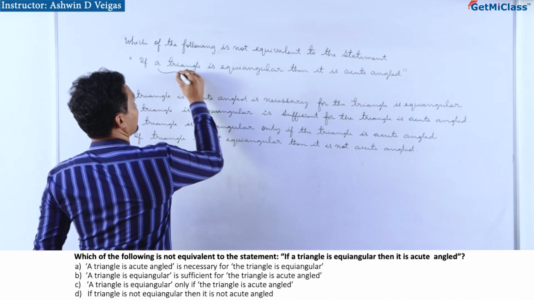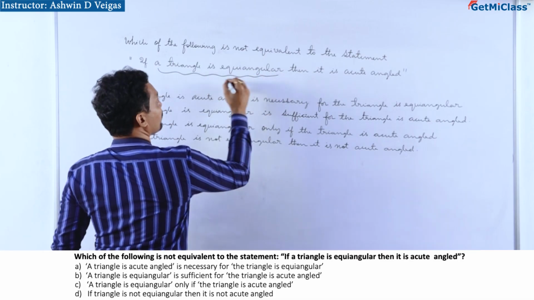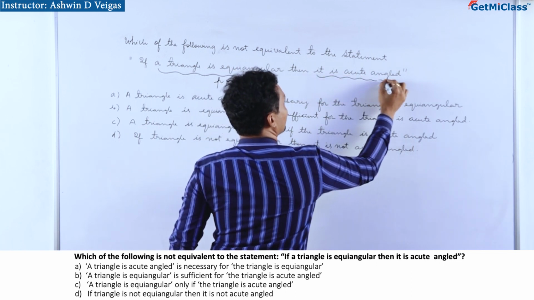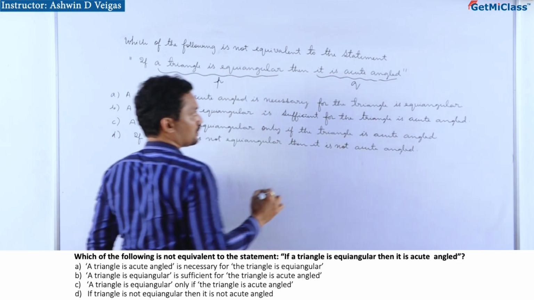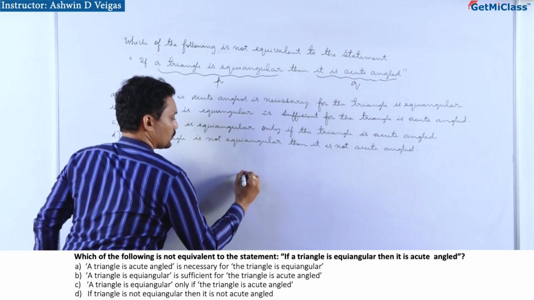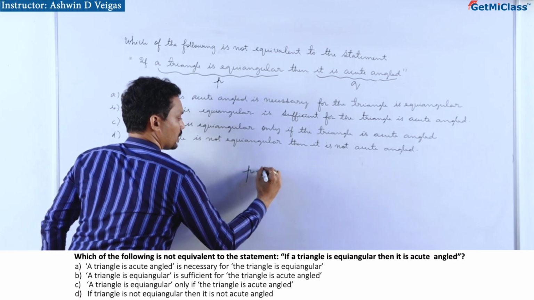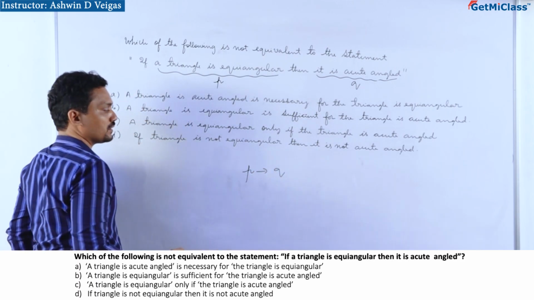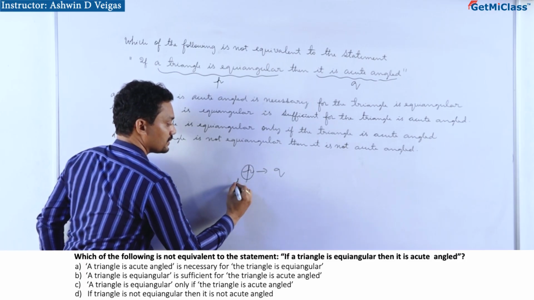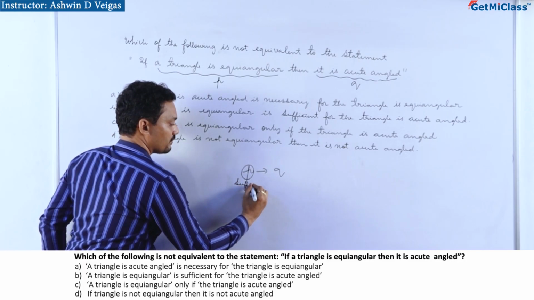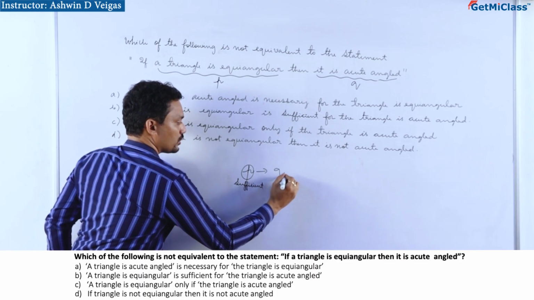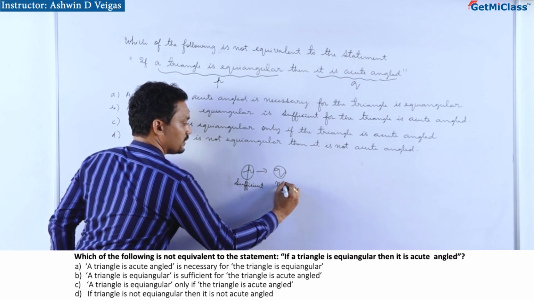Let us suppose a triangle is equiangular, let us call it P. It is acute angled, let us call it Q. Therefore, we get the statement as P then Q. Now, going by the logic of this, P is always called the sufficient condition, and Q is called the necessary condition.